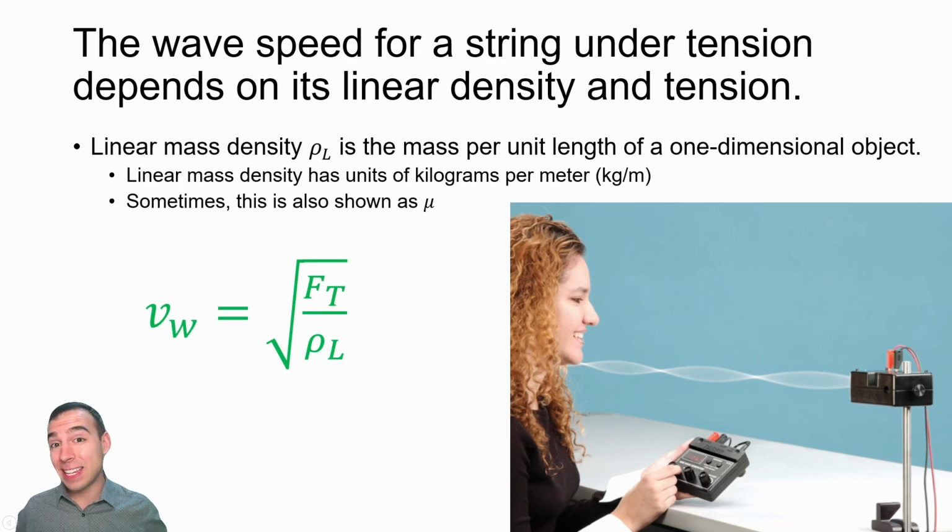This is a lot like density, which talks about mass per unit volume, but the linear mass density talks about mass per unit length. So it will have units of kilograms per meter. Since our string is a one-dimensional object, we really only care about how much mass is contained along that one dimension. There really isn't any width or height to this. It just has a length. So that's why we use a one-dimensional linear mass density.